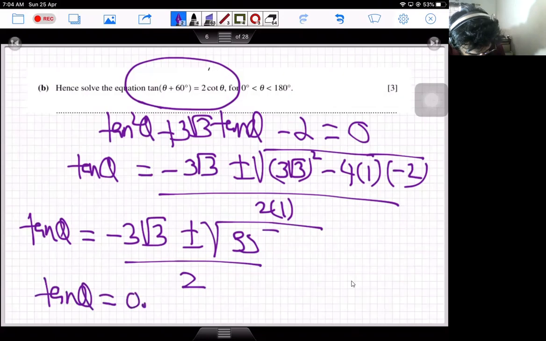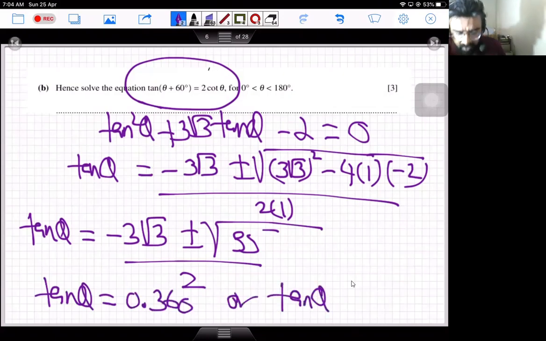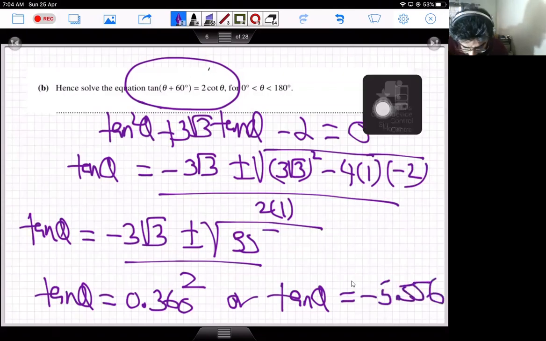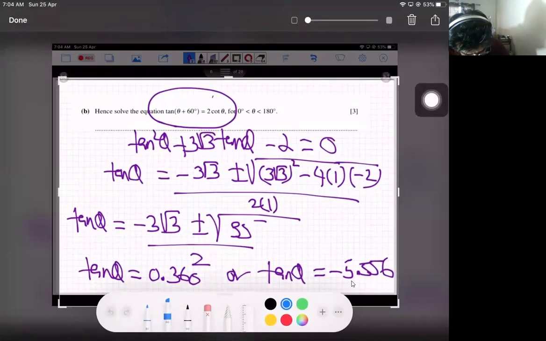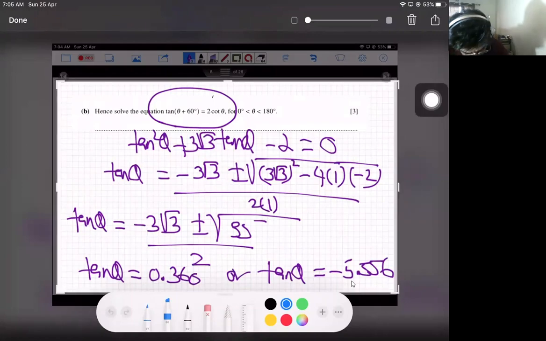Tan theta is equal to 0.360, or you can say tan theta is equal to minus 5.556, which comes from minus 3 root 3 minus under root 35, divided by 2. So let's solve these equations, and the range is given from 0 up to 180, exclusive.